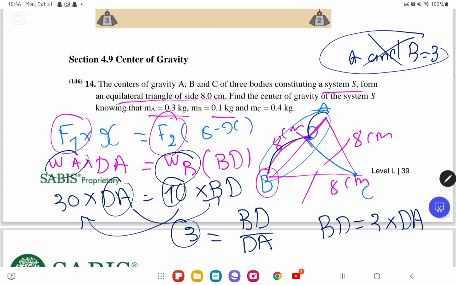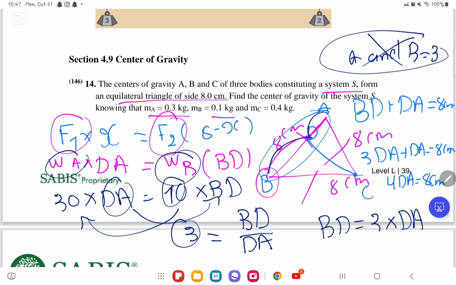So very simply, we know that BD plus dA is equal to 8 centimeters. We know BD is 3dA, so 3dA plus dA is equal to 8 centimeters. So 4dA is equal to 8 centimeters. So then dA is equal to 2 centimeters. If this is 2 centimeters, then this is 8 minus 2, which is 6 centimeters.